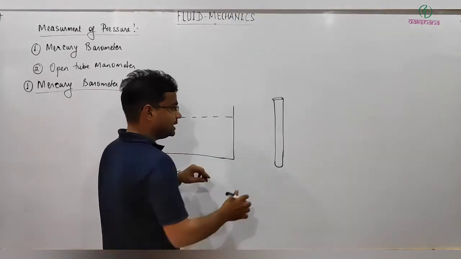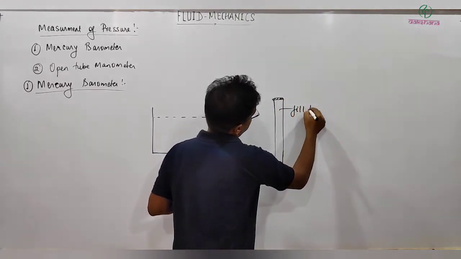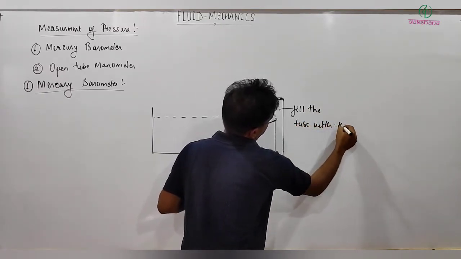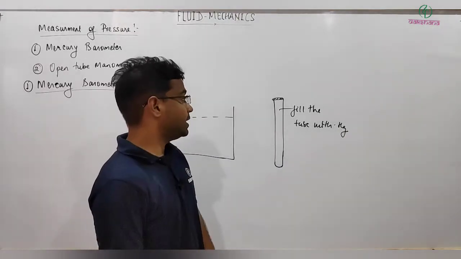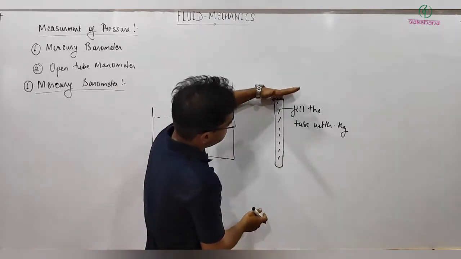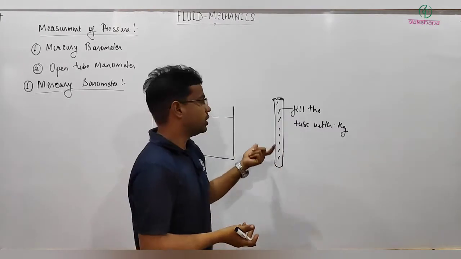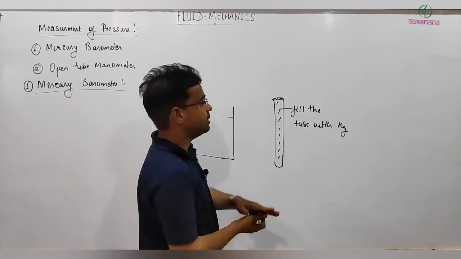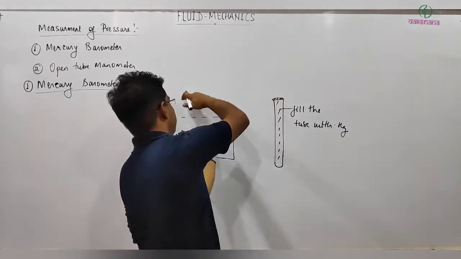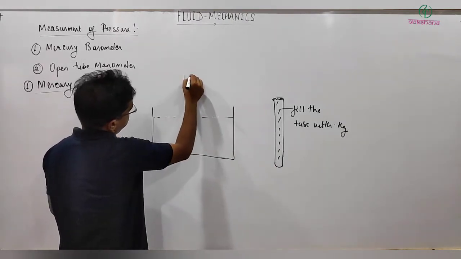So the mechanism is to fill this complete tube with mercury. Now it is completely filled with mercury. I am closing this, you can do it by hand, though it is normally done by proper apparatus. You can close it like this, and then invert it and take it here. So now the tube is actually here.